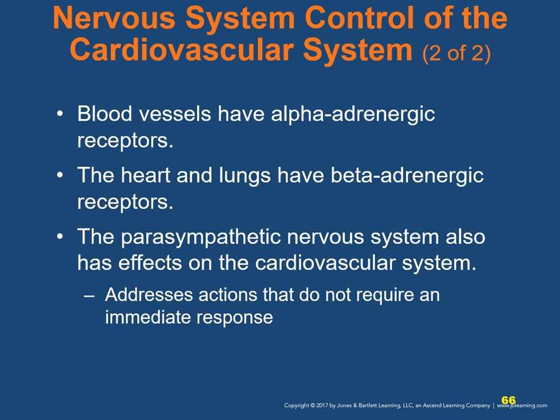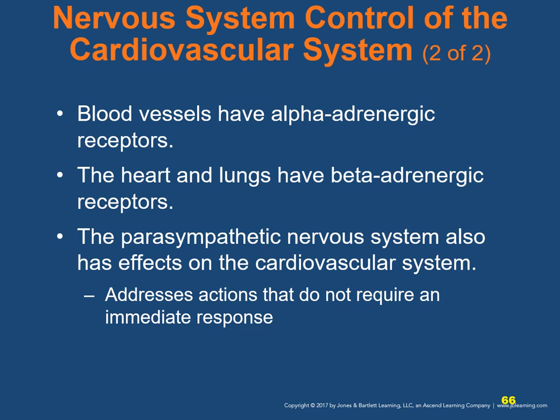Blood vessels have alpha-adrenergic receptors. When stimulated, the blood vessels constrict, increasing blood pressure. The heart and lungs have beta-adrenergic receptors, and when stimulated, the heart rate increases. Bronchi in the lungs dilate, allowing more air to be inhaled and exhaled.